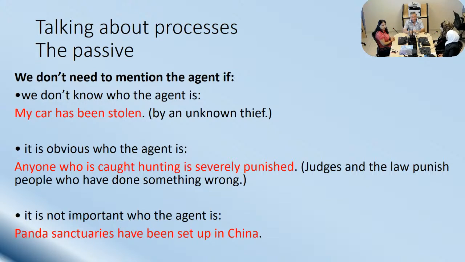We're still with the passive. We don't need to mention the agent if we don't know who the agent is. We have an example: my car has been stolen. Who stole my car? I don't know. The thief is unknown, so I can't add the agent. When it's obvious who the agent is: anyone who is caught hunting is severely punished. Judges and the law punish people who have done something wrong. And when it's not important who the agent is: panda sanctuaries have been set up in China.